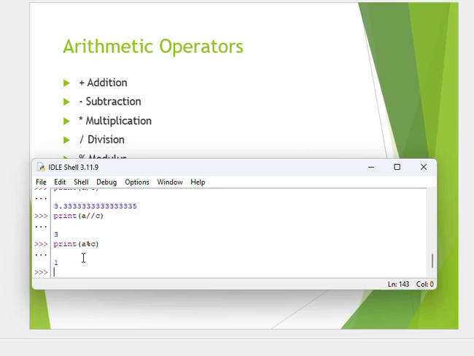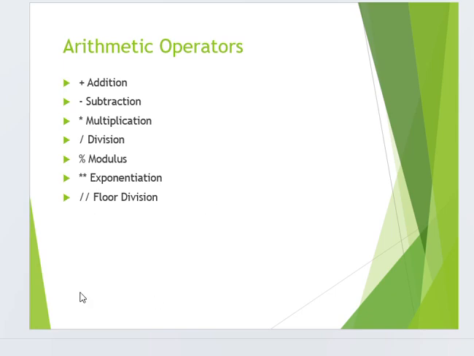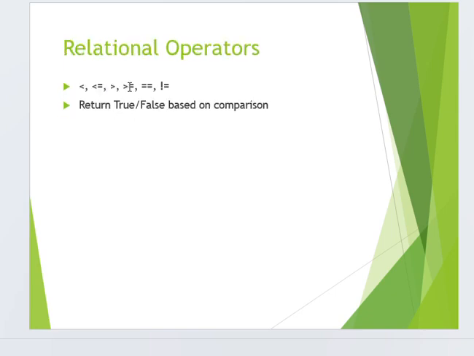The next one is exponent, double star, that is A star star C. It means 10 to the power 3. So 10 into 10 into 10 is giving you 1000. So I have explained all the operators. Now these are relational operators.